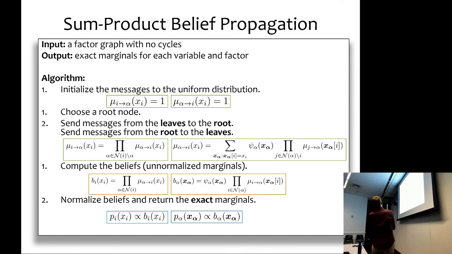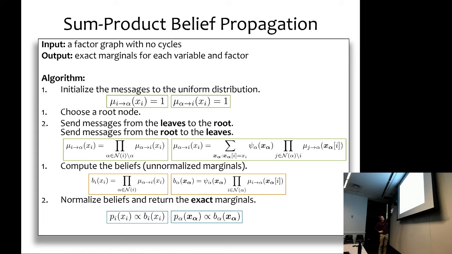So here's the whole algorithm. The input is a factor graph with no cycles, and the output is going to be exact marginals for each variable and factor. The algorithm is that we initialize the messages to the uniform distribution. So all of the messages start out as vectors of all ones. Then we choose a root node. It can be your favorite root node, it doesn't matter which one. Then you send messages from the leaves all the way up to the root, and then messages from the root all the way back down to the leaves. When you do this, you're left with messages that follow the two equations that we set up.